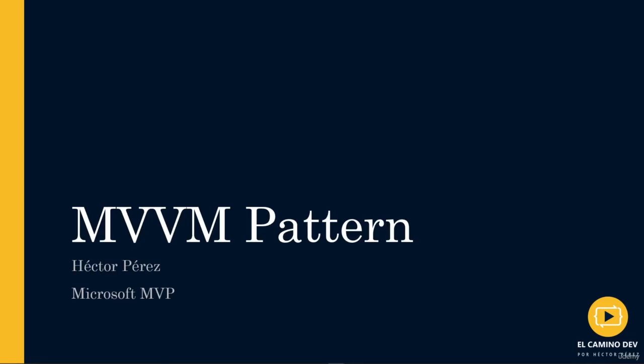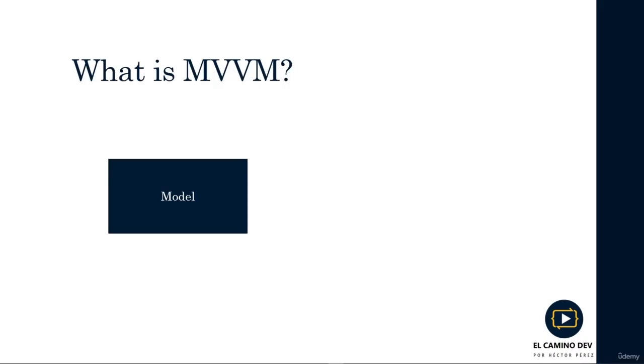In this section, we're going to study the MVVM pattern, which will allow us to improve the architecture of our applications created with .NET MAUI. To understand this pattern correctly, it is necessary that you understand the concept of data binding. So, if you have not seen this section, I recommend that you go back in the course and study it before starting this section. Let's start by studying the first M in the MVVM pattern, which stands for model.